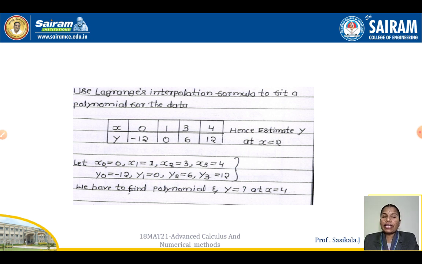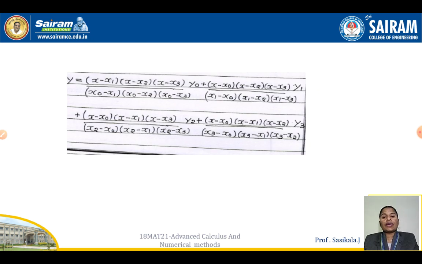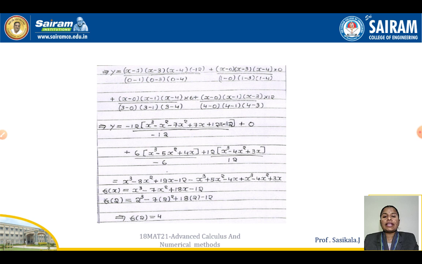Okay. First you write all your x values, x0, x1, x2, x3. Then your y values, y0, y1, y2, y3. Against the corresponding x values, you write your y values. So we have to find the polynomial, and also we need to find the y value. So there are 2 questions. First, write the formula, then substitute from the table what has been given.